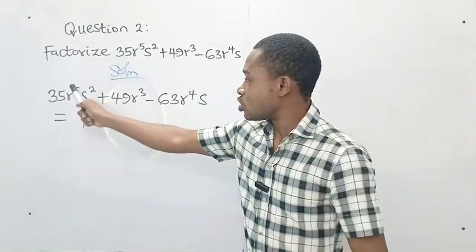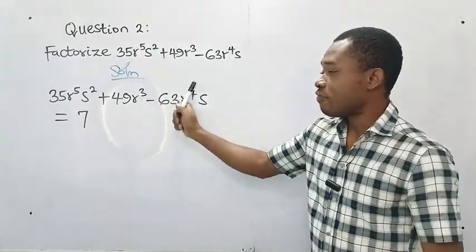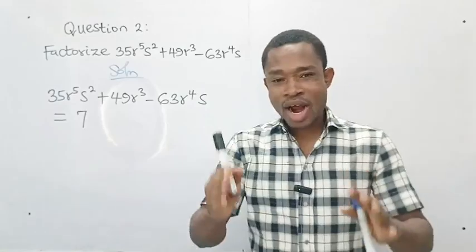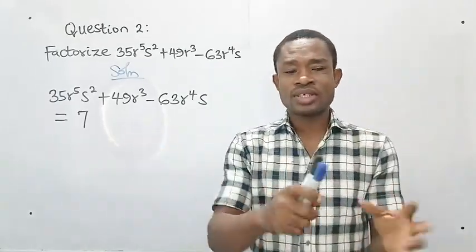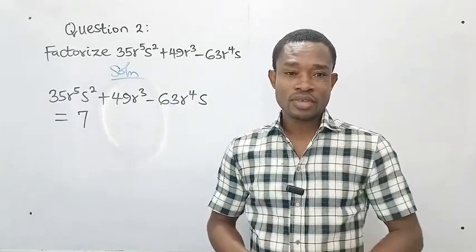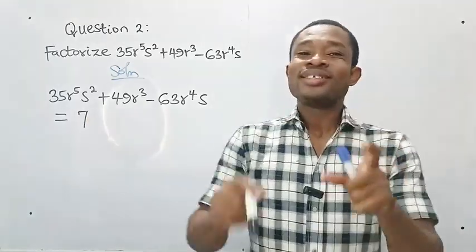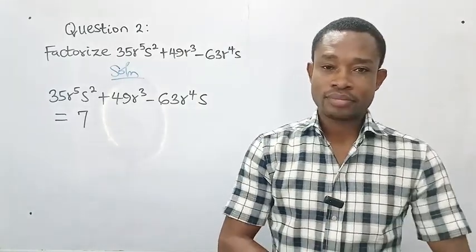We have r^5, r^3, and r^4. So we have r in each of the terms. So r is common. But how many of the r's are common in terms of the power? Anytime you see something like this, you pick that alphabet with the smallest power.